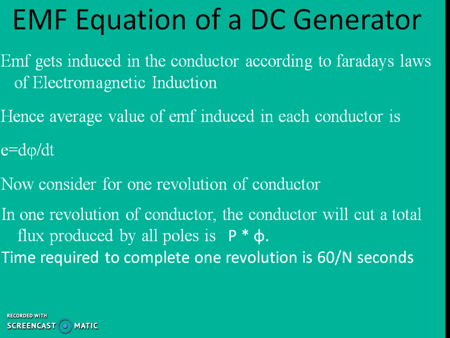The E.M.F gets induced in the conductor based on Faraday's laws of electromagnetic induction. That is, whenever the conductor cuts the flux, E.M.F gets induced in the conductor. So the average value of E.M.F induced in each conductor is given as E is equal to d psi by dt. Consider one revolution of the conductor. In one revolution, the conductor will cut the total flux produced by all the poles, which is given as P into psi. The time required to complete one revolution is 60 by N seconds.